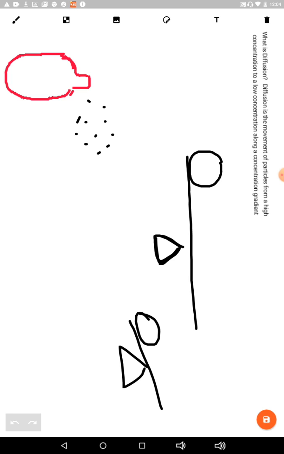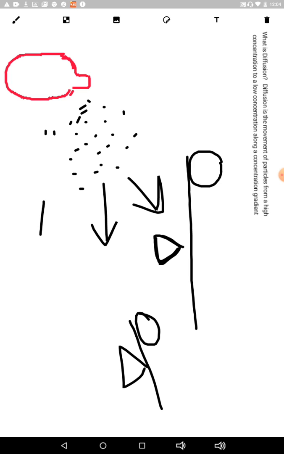Now, in order for diffusion to take place, the particles have to cross in order to be evenly distributed. So in order for this to happen, the particles would have to spread out. When the particles spread out, you'll find that they move from an area where there are many particles to an area where there is a small amount of particles, right? This time they spread out and go in all directions, right?